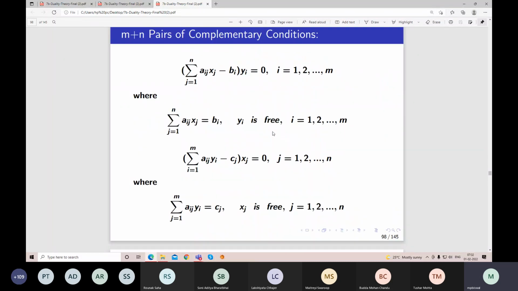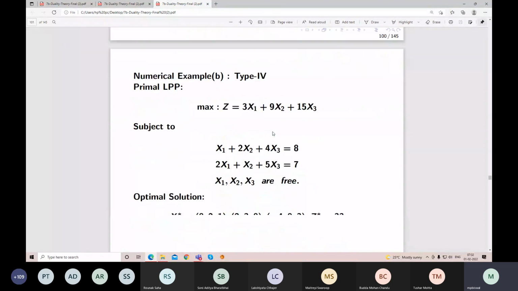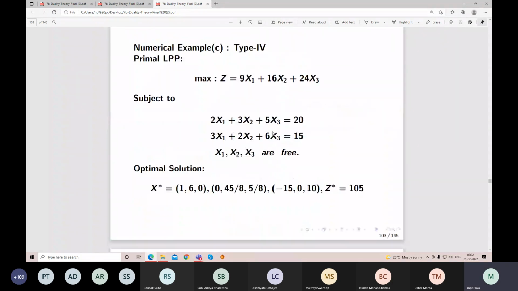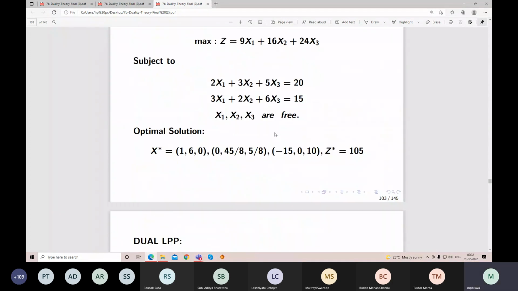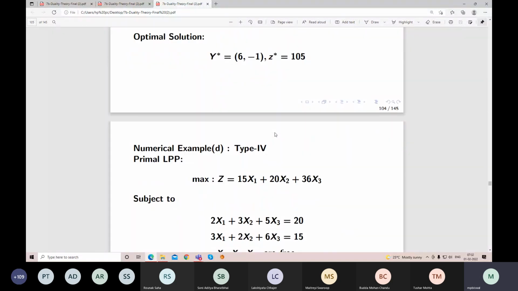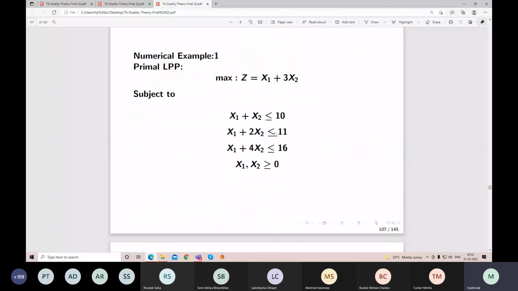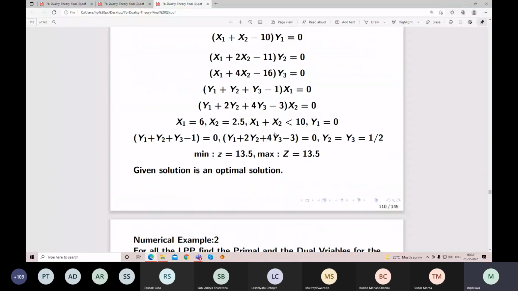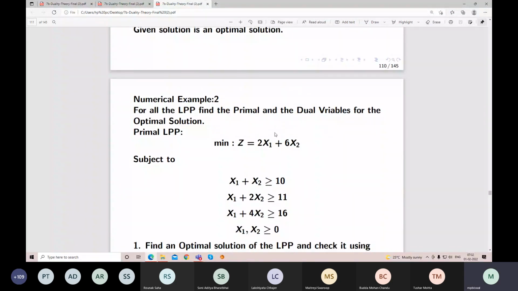Is it okay? See, I have solved some problems. I will tell you a few from type 1, a few from type 2, and a few for type 3. Please go through them and see how to solve. You have to use the dual simplex method. I will discuss that.